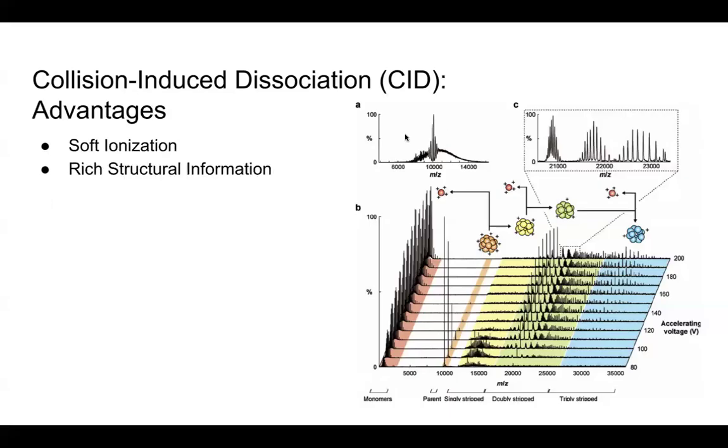So the advantages of CID, first, it's considered a relatively soft ionization technique, meaning it induces less extensive fragmentation compared to other methods, allowing for better retention of the original molecular structure. CID also produces a variety of fragment ions that provide rich structural information, so making it valuable for peptide sequencing. Kasi alam natin yung structure.